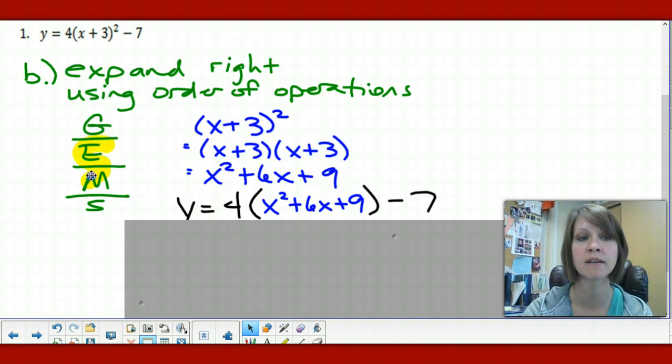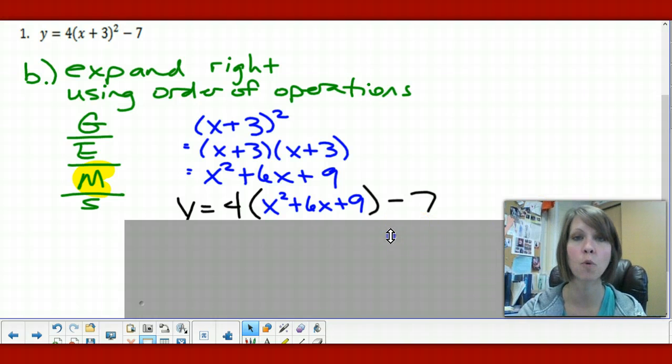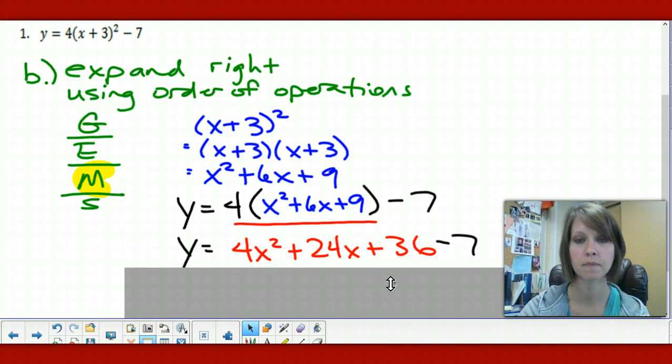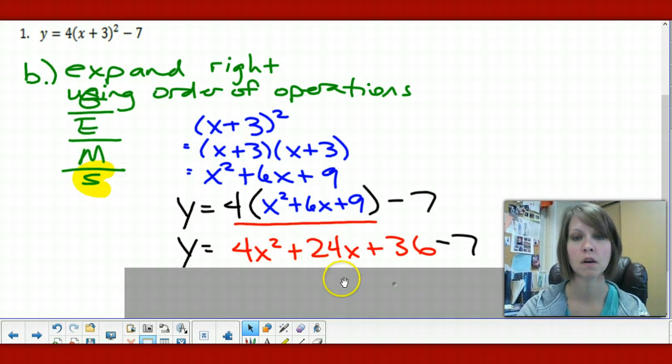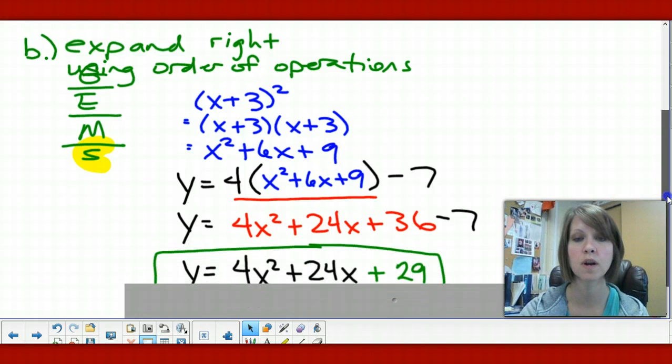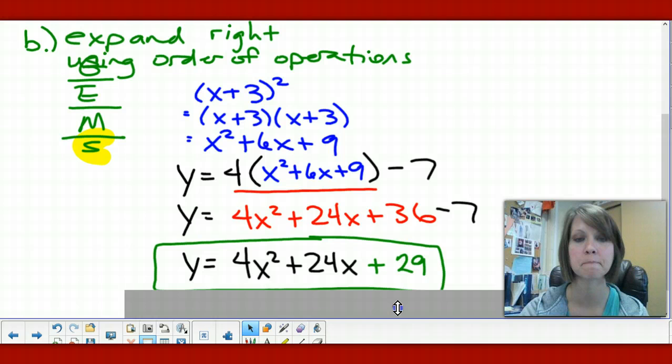Now let's go to the multiply divide part. Okay, so for the multiply divide part, we look at this and it's 4 times, so we're going to do that. And then the last is the subtraction. Okay, so addition, subtraction. That just basically means we're going to combine our like terms. So the like terms would be the 36 and the negative 7, and that's going to give us 4x squared plus 24x plus 29.